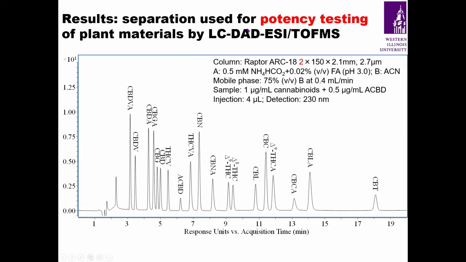Now, separation used for potency testing of plant materials by LC-DAD ESI TOF-MS is demonstrated with this chromatogram. Again, for potency testing, the baseline separation of every individual cannabinoid from each other was essential.